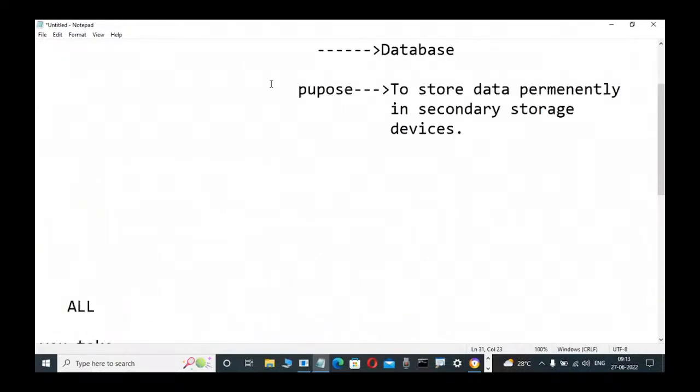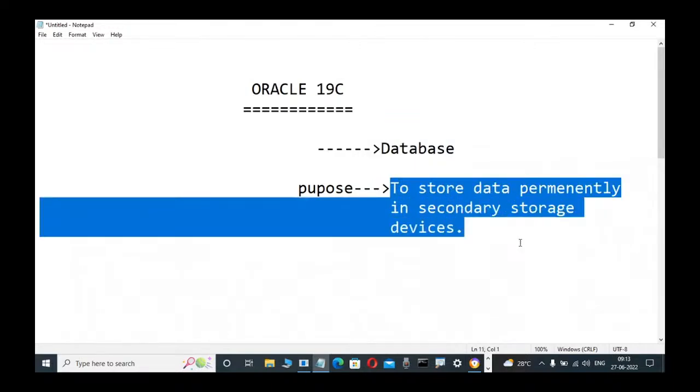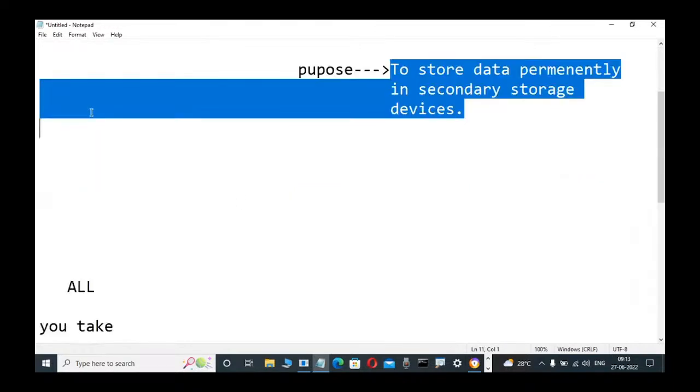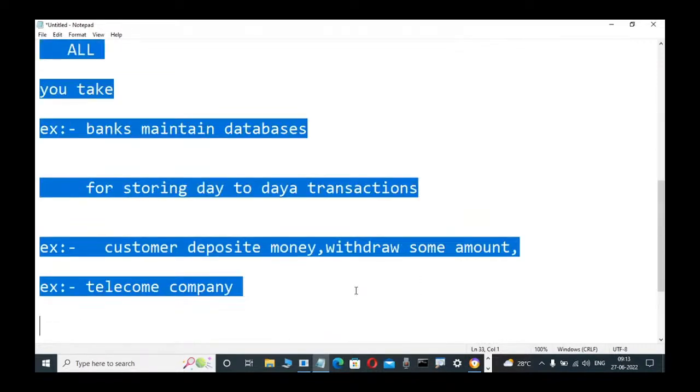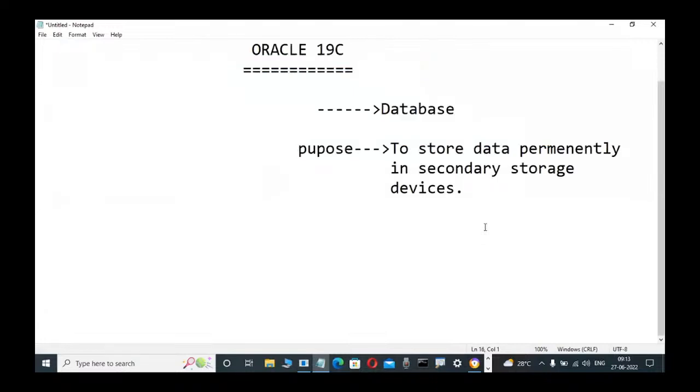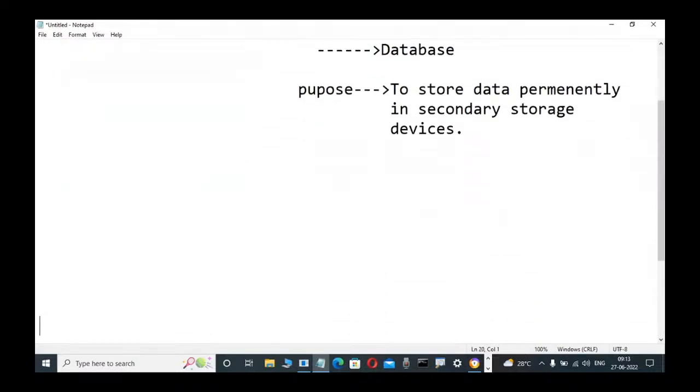Don't worry. Oracle, SQL Server, DB2, Sybase, these are database products. The purpose of these database products is to store data permanently in secondary storage devices. Okay, fine. Now concentrate here. Up to this point, many of you may already have an idea. But slowly observe here.